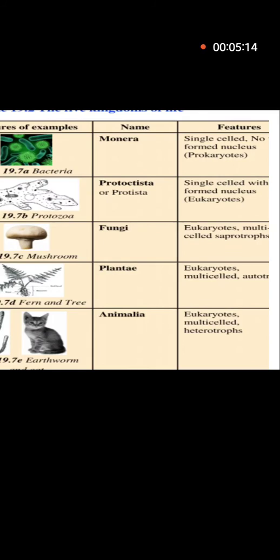The fifth kingdom is Animalia. The characteristics of this kingdom are that they are eukaryotes, multicellular and heterotrophs. Eukaryotes have a true nucleus, multicellular means they are made out of many cells, and heterotrophs means they depend on others for their food. So these are the five kingdoms of classification.